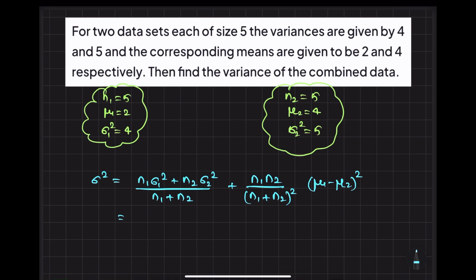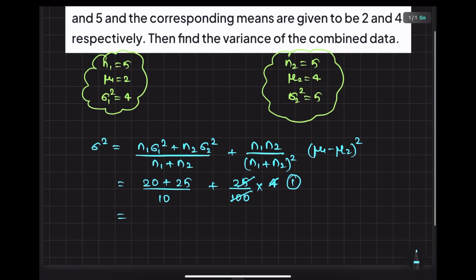Now n1 variance 1, so it is 20, n2 variance 2 is 25, n1 plus n2 is 10, n1 n2 is 25, n1 plus n2 whole square, so 10 whole square is 100. Then we have mu1 minus mu2 square, so 4 minus 2 is 2, 2 square is 4, so it is 25 times 4 upon 100, so it is 1.